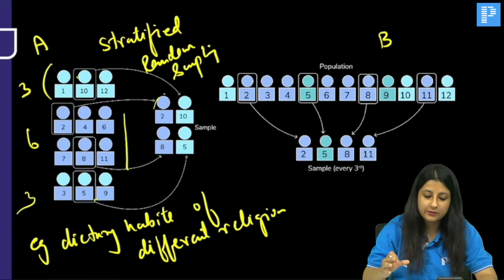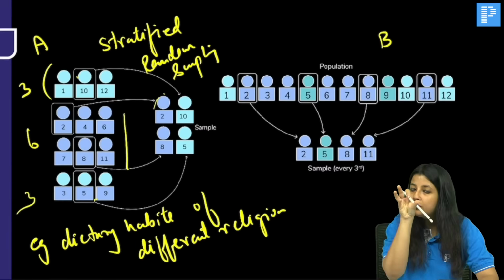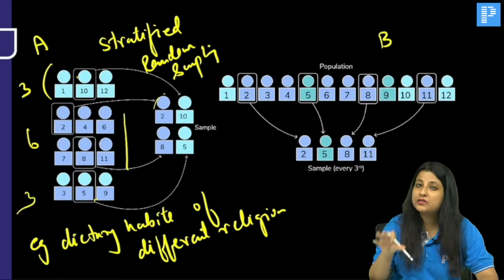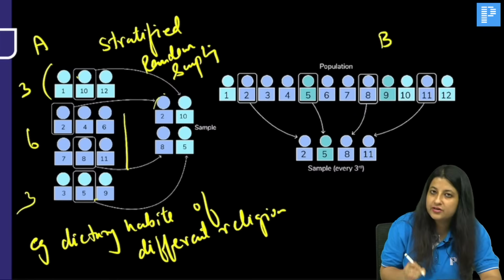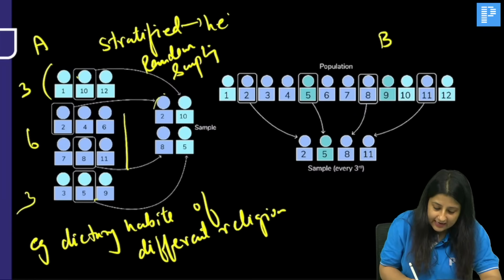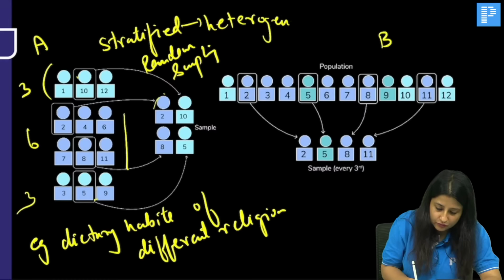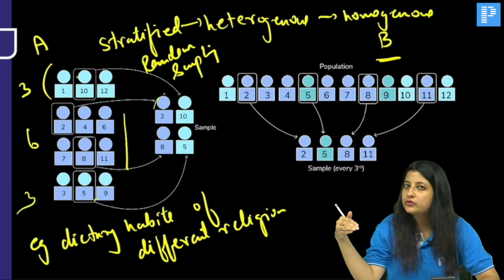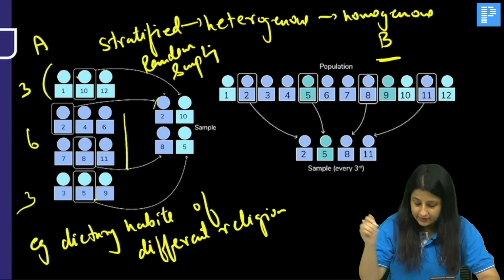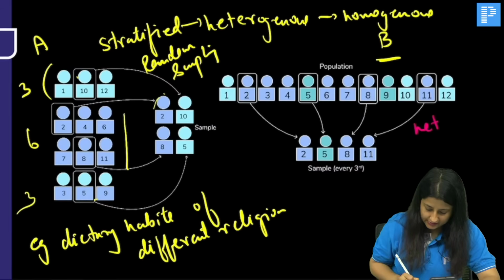In stratified sampling, you always divide them into groups which have the same type of people. You make a heterogeneous population into homogeneous. Okay? Heterogeneous into homogeneous. What do you convert heterogeneous into? Homogeneous. But look at option B. Now what is this? Have you converted your heterogeneous population into homogeneous? No. You still have a heterogeneous population.